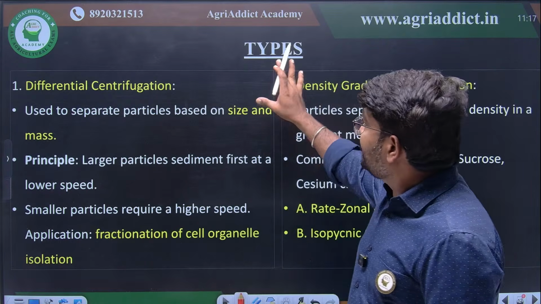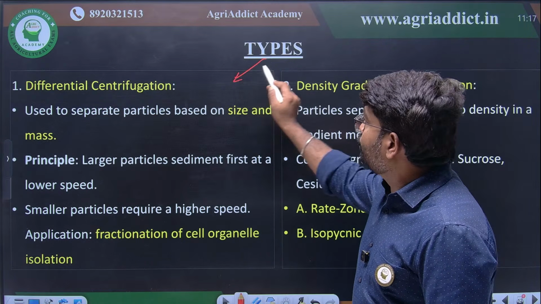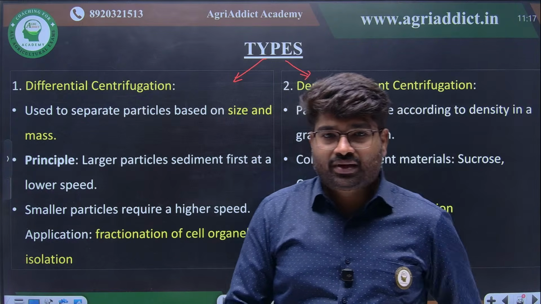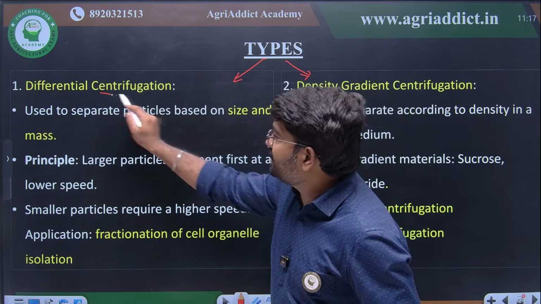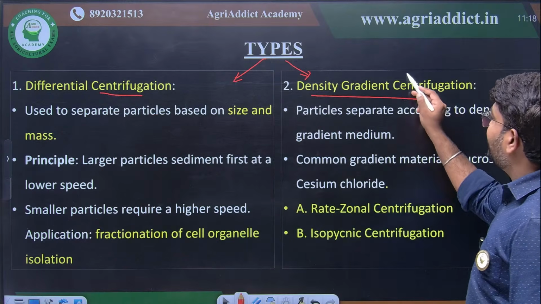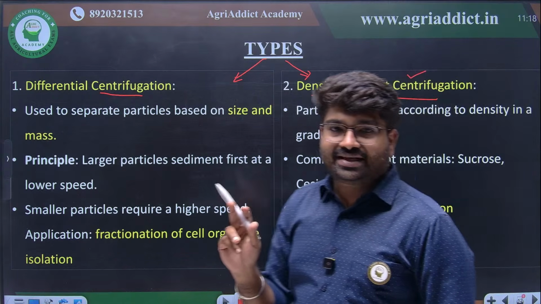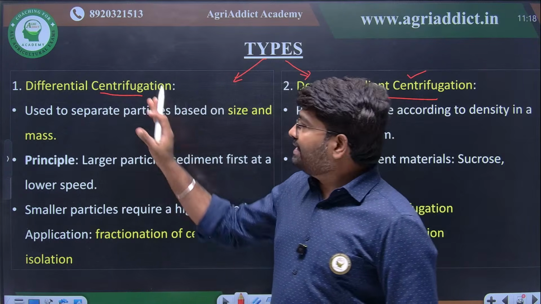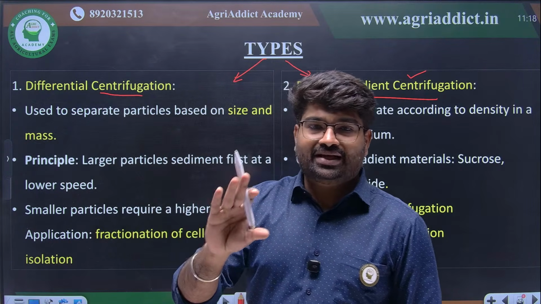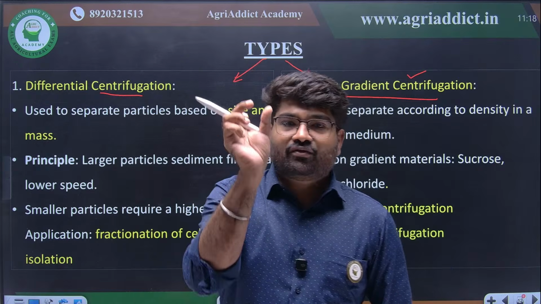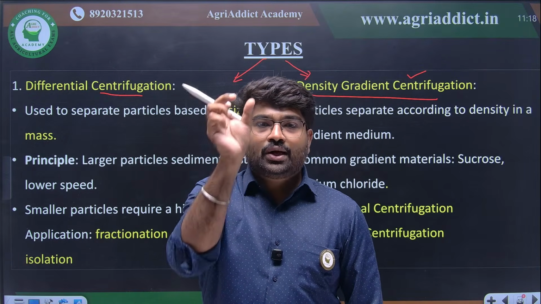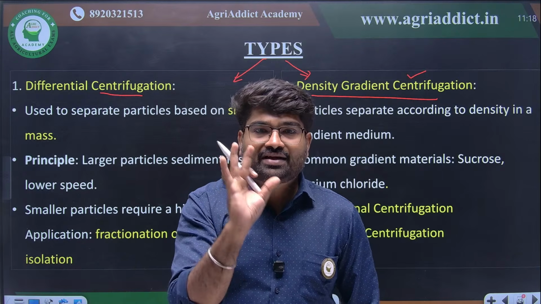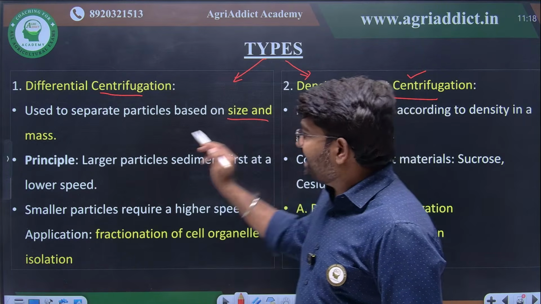Centrifugation can be classified into two different types: differential centrifugation and density gradient centrifugation. In differential centrifugation, you just remember that the medium we are using will have a uniform concentration. So the molecules will be separated based on size and mass.